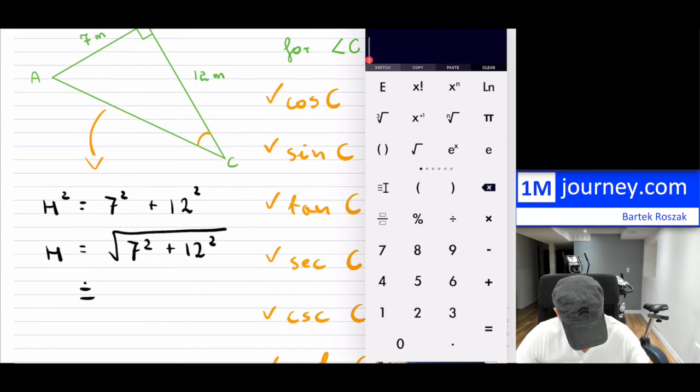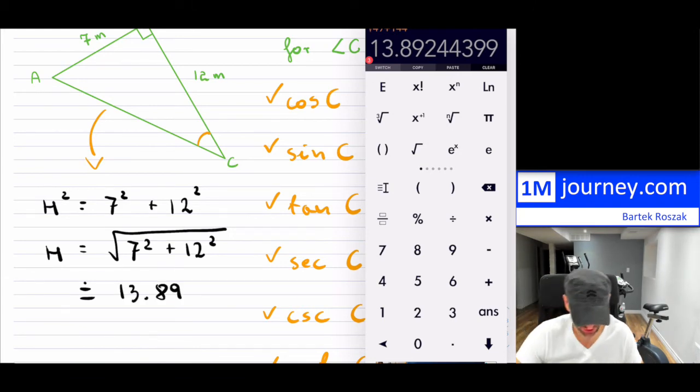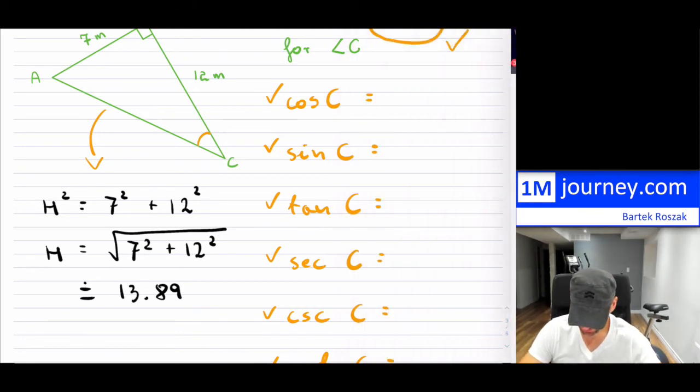We have the square root, and 7 squared is 49, plus 12 squared, which is 144. And that is approximately 13.89, rounded to 2 decimal places. So now we have our hypotenuse, or at least the approximation of it.